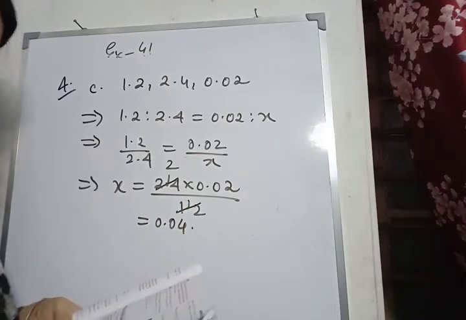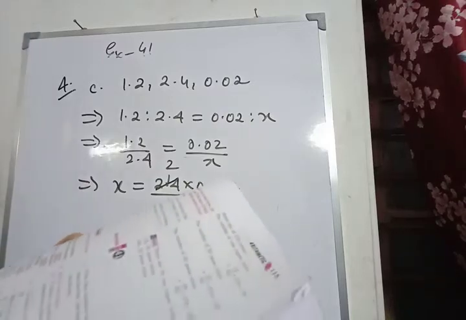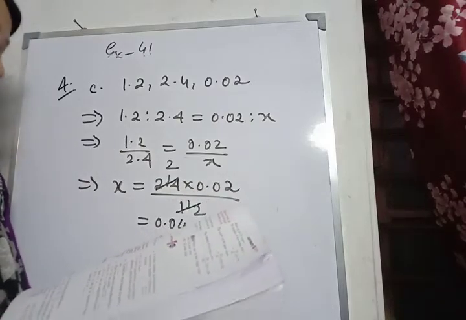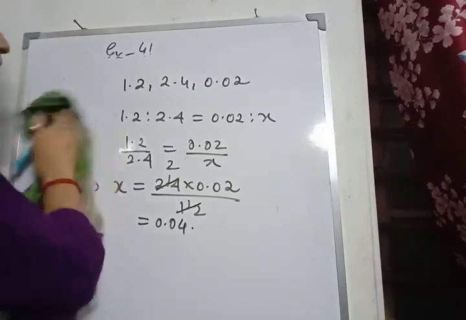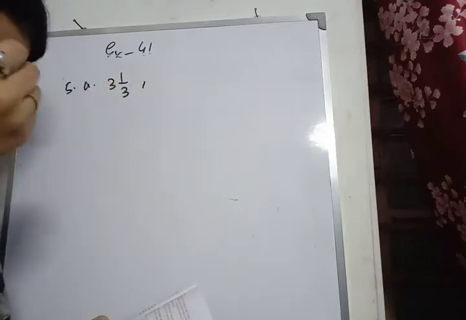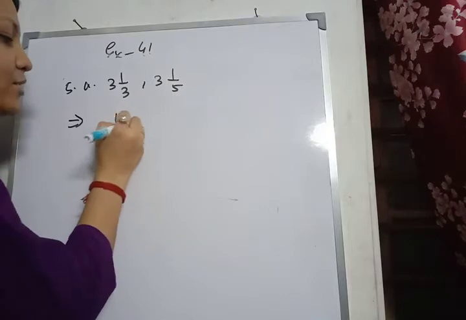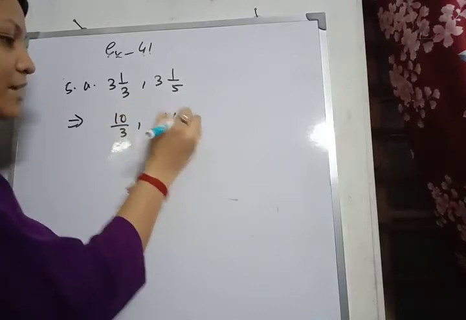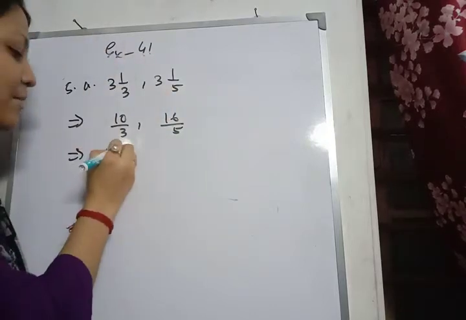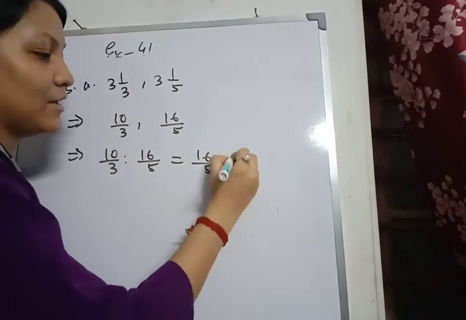Next, I move to question number 5. Find the third proportional to. Here 4 subparts are given. I am going to do subpart A. Subpart A is given in the form of mixed fractions. 3 1 by 3 and 3 1 by 5. So 10 by 3 comma 16 by 5. So 10 by 3 is to 16 by 5 equals 16 by 5 is to x.